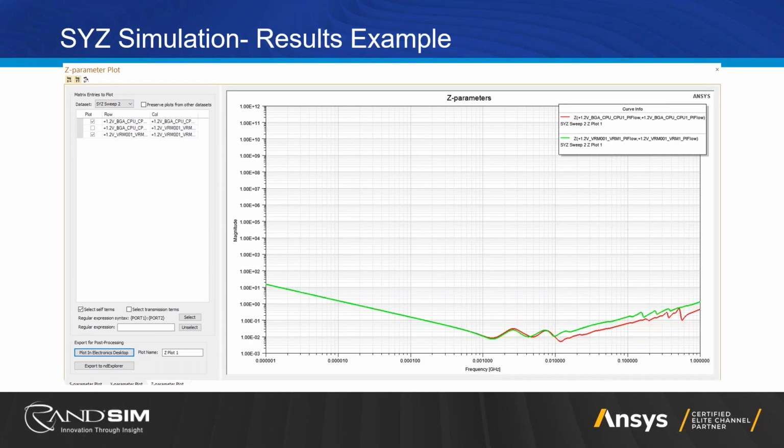Here's just an example of a very simple SYZ plot. I just wanted to include this for some of the users that may not have seen this before. And this goes through, again, the plot of, in this case, a rather simple PCB over frequency. So this is what we would use and design around for decoupling capacitor placement and optimization of those.